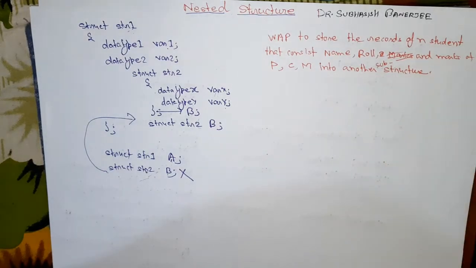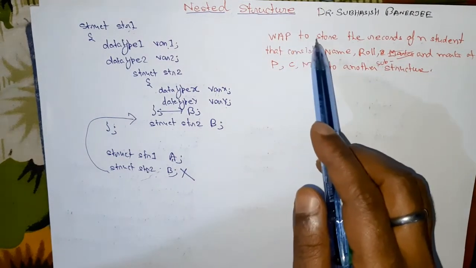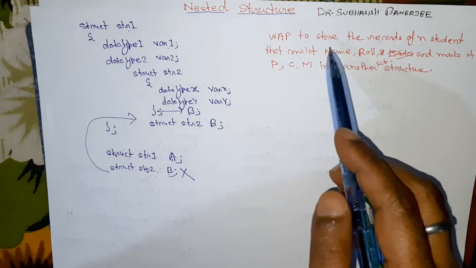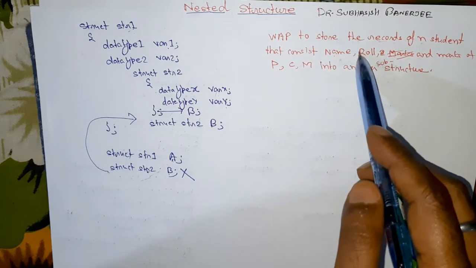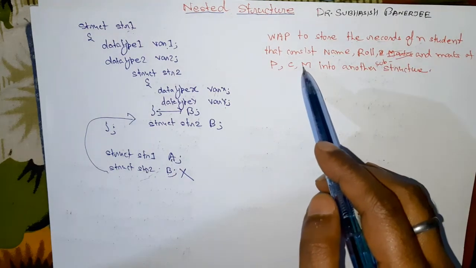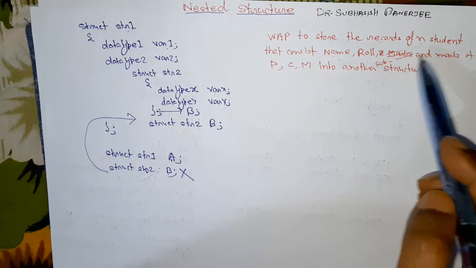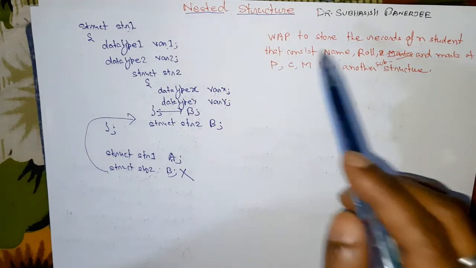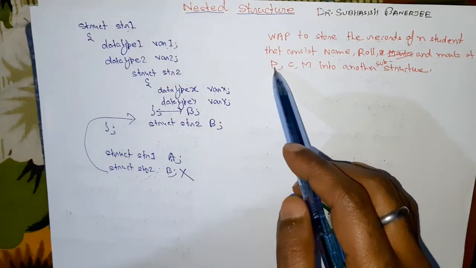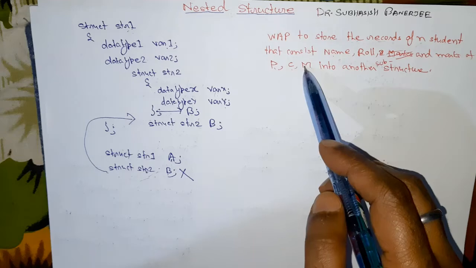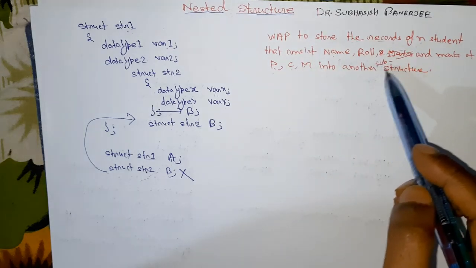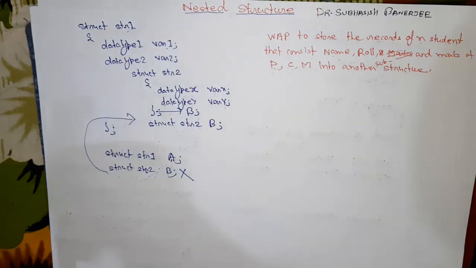Okay. So here we have been asked to write a program to store the record of n students. Every record will consist of name, roll, and the marks of physics, chemistry, and mathematics, placed into another substructure. So against every record there should be 3 marks: physics, chemistry, and mathematics, and these must be placed inside another structure that is treated as a substructure. So okay, how can you do so?